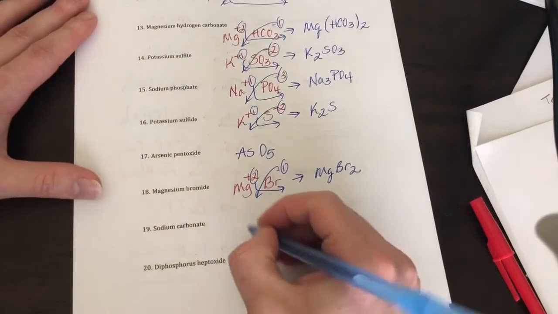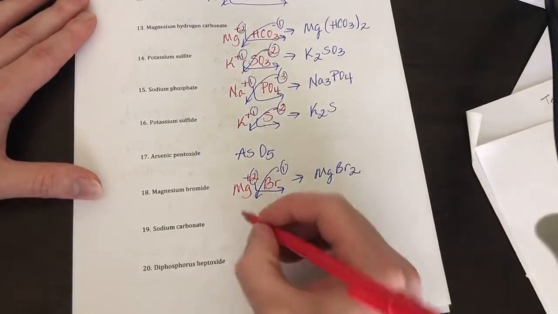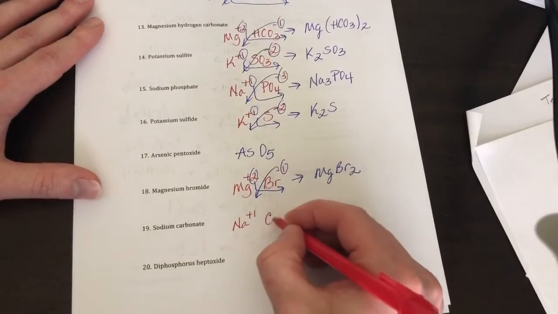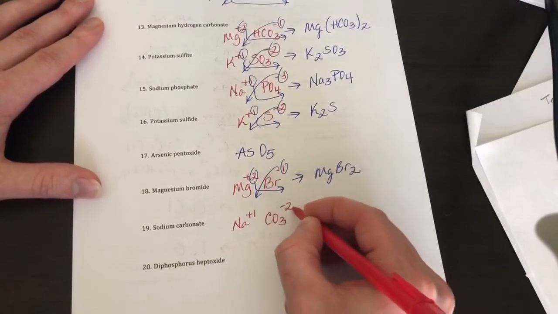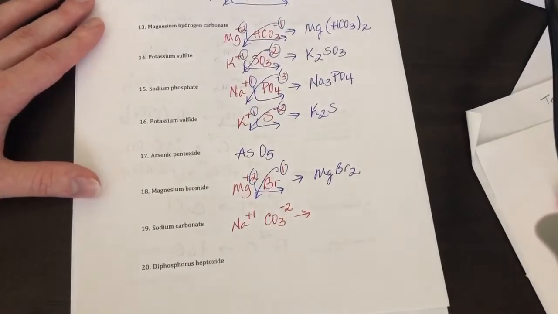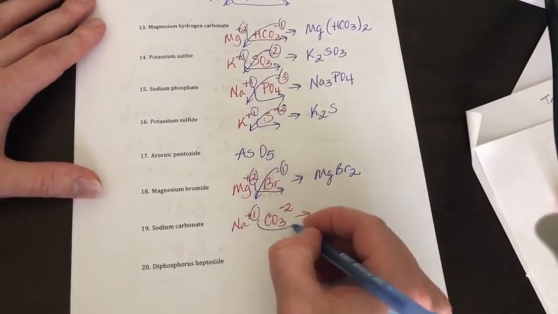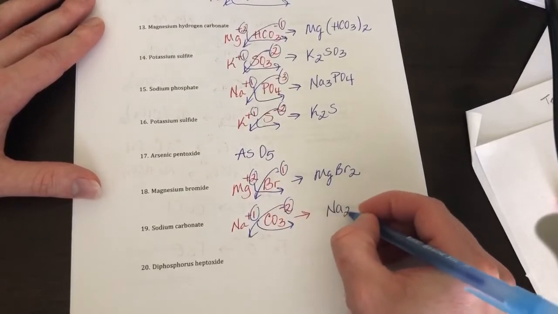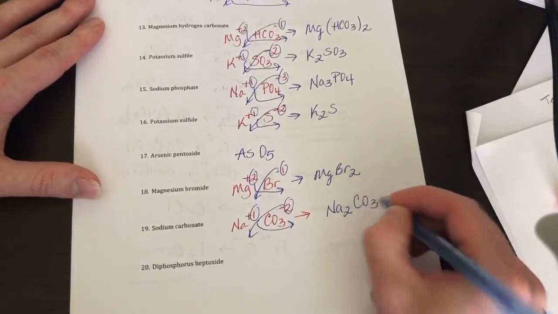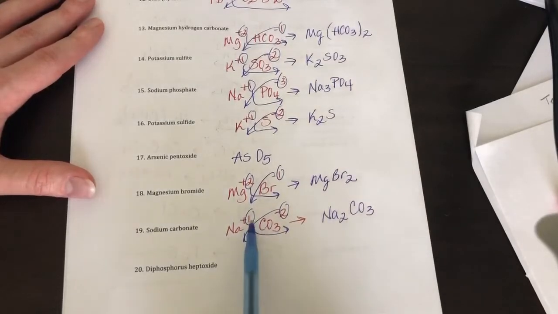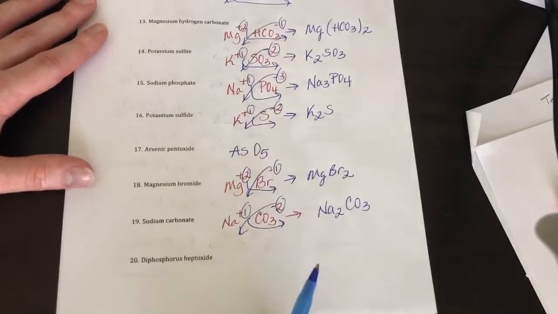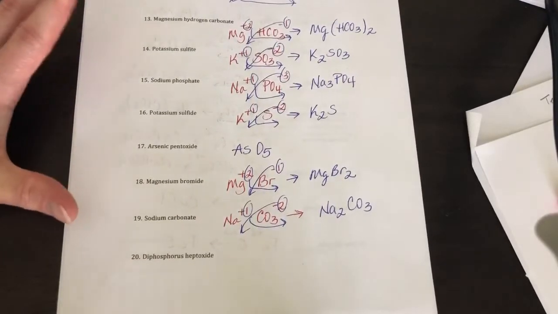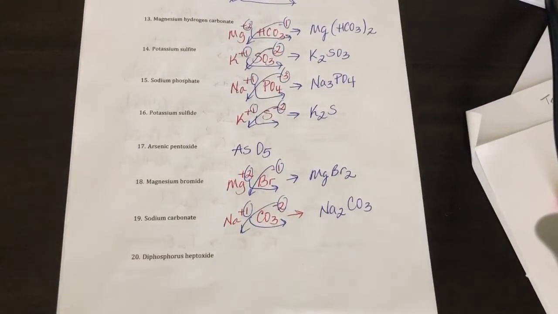And sodium, the symbol for sodium is Na, with a +1 charge. Carbonate is CO3 with a -2 charge. They're not equal and opposite, so we have to crisscross. Remember, when we crisscross ones, we don't write them. There's no need for parentheses here because I'm crisscrossing a 1 down there. You only put parentheses around a polyatomic ion whenever you're crisscrossing a number other than 1.